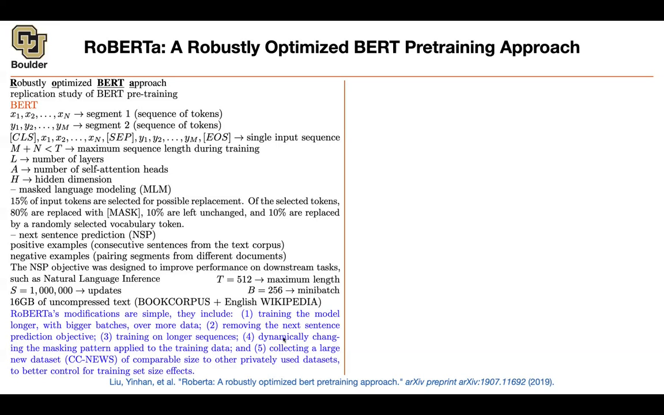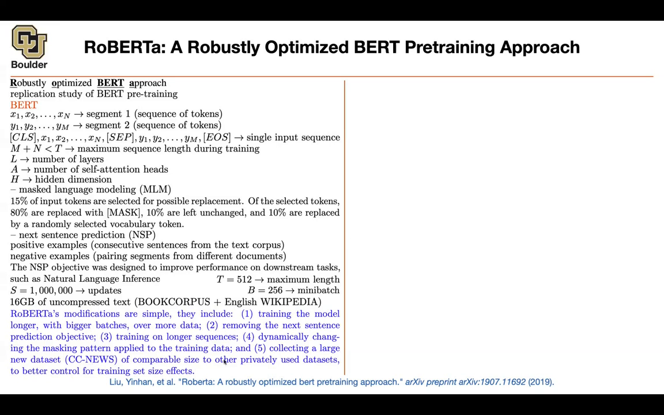Why don't you do it dynamically? And if you do it dynamically, the same sentence, if you see it in the next epoch, it's going to count as another sentence because it's going to get masked differently. And that's going to act as data augmentation. Okay, so dynamically changing the masking pattern. And I mentioned you're going to train on more data. That's going to be a new data set, CC-News, that they collected.